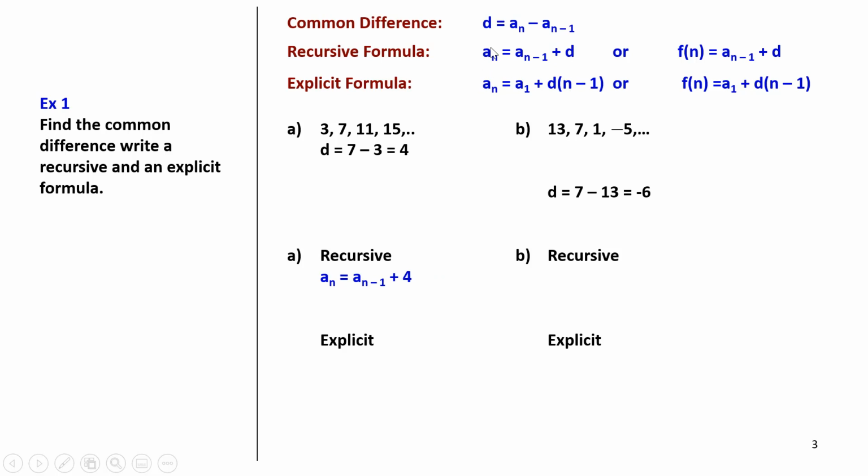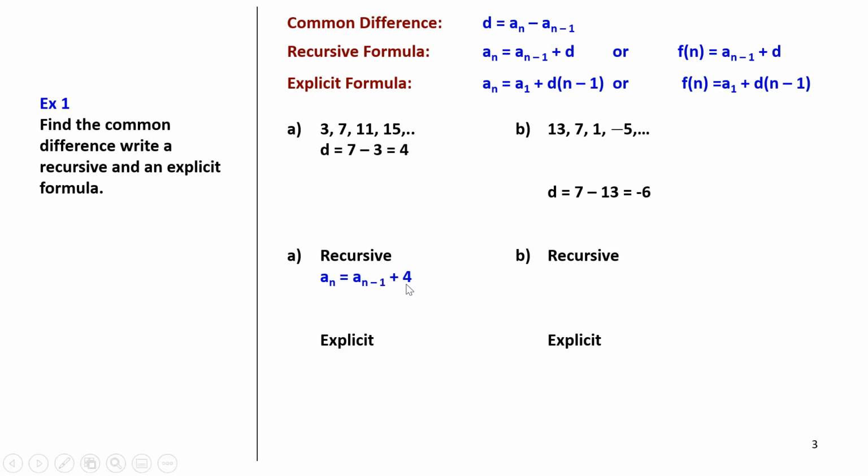Okay, so they're always going to start off with a sub n or f of n. So a sub n equals a sub n minus 1 plus d. There's my plus d. I knew that the difference was 4. That's it. That's a recursive formula.